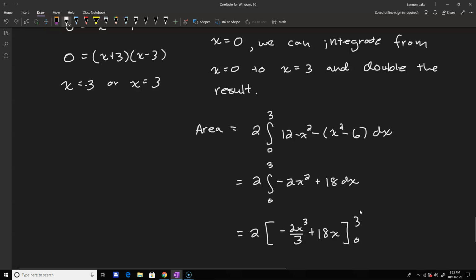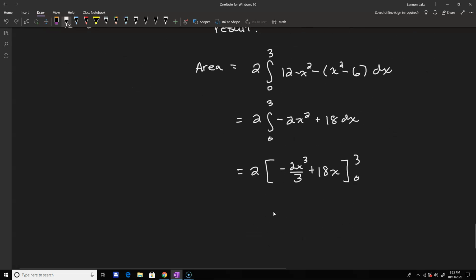And now you can see why using 0 is optimal here. Plugging in the 0 will just make the polynomial vanish. So we end up with just 2 times 54 minus 18, which gives us an area of 72. So that's it there. So keep that in mind anytime you have some graphical symmetry. Sometimes it will behoove you to use 0 if it's the midpoint and go ahead and double that result, and it can simplify the computations.